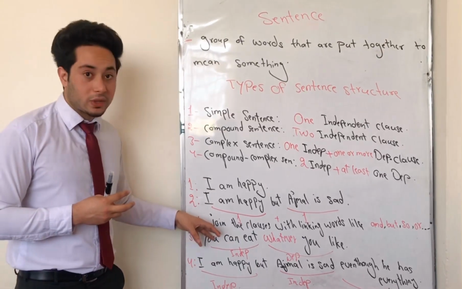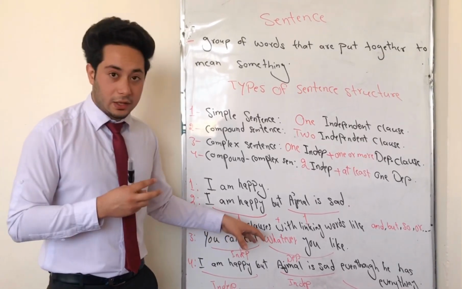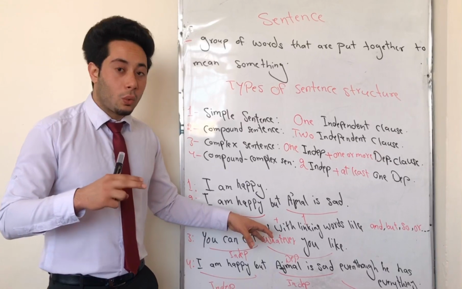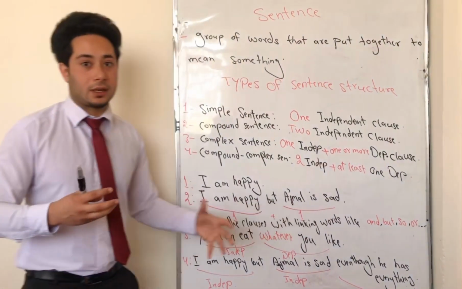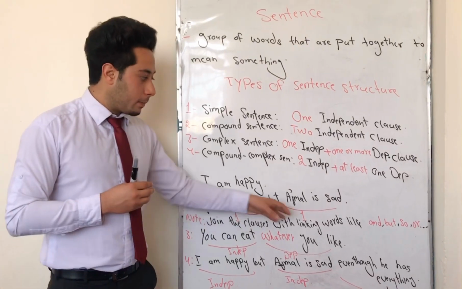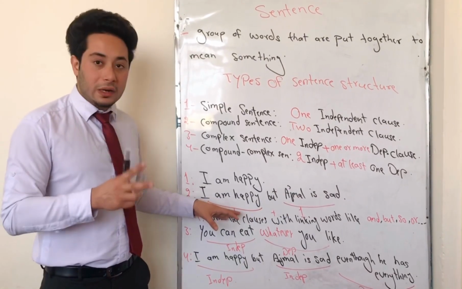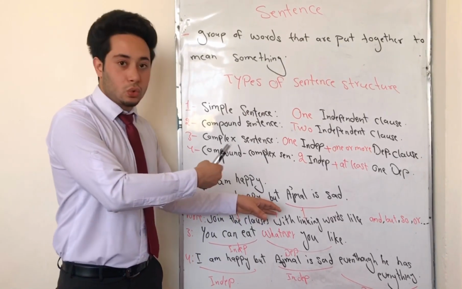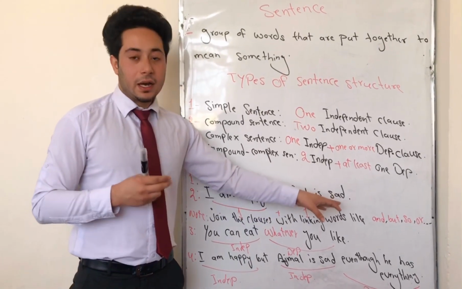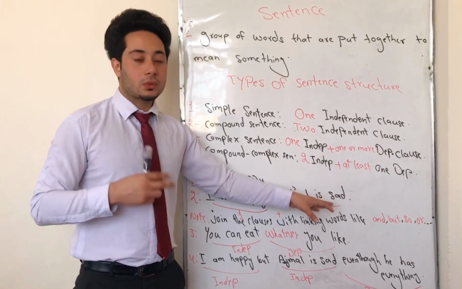There is also a note which I mentioned. We can join two independent clauses with these kinds of linking words like and, but, so, or, yet, and so on. For example, I'm happy, but Ajmal is sad. I'm happy, one independent clause with a complete meaning, but is a linking word which joins these two independent clauses. Ajmal is sad, it is also an independent clause with a complete meaning.